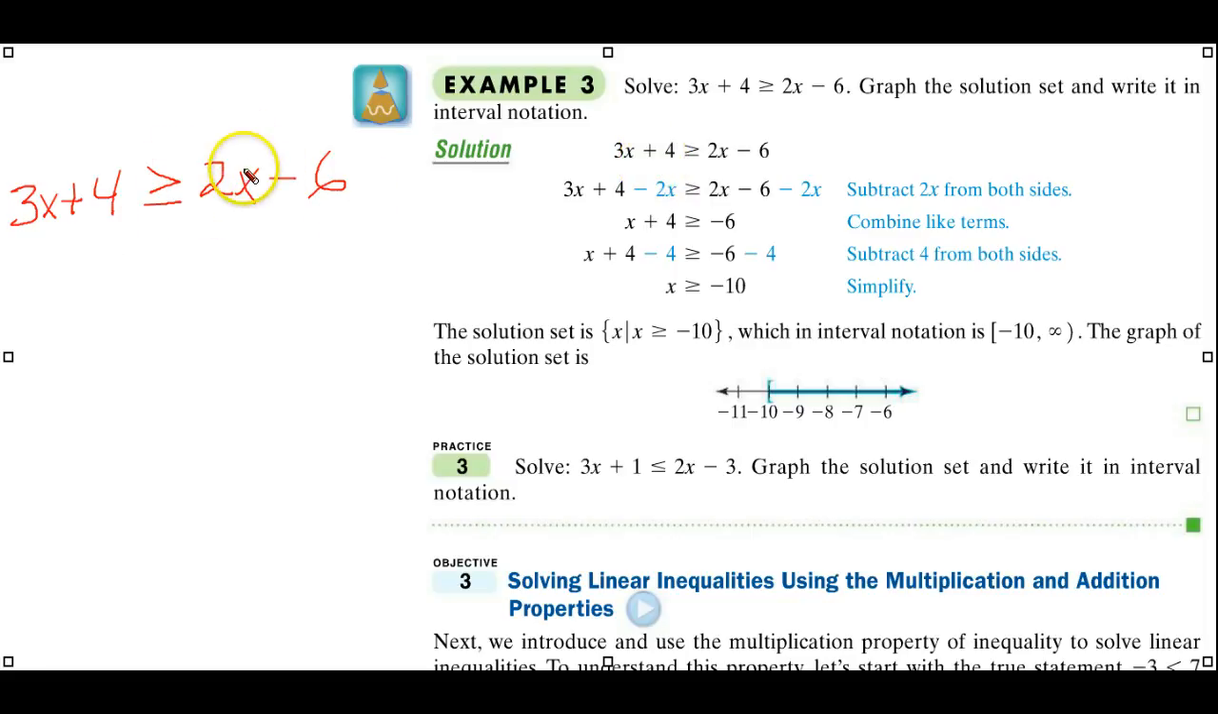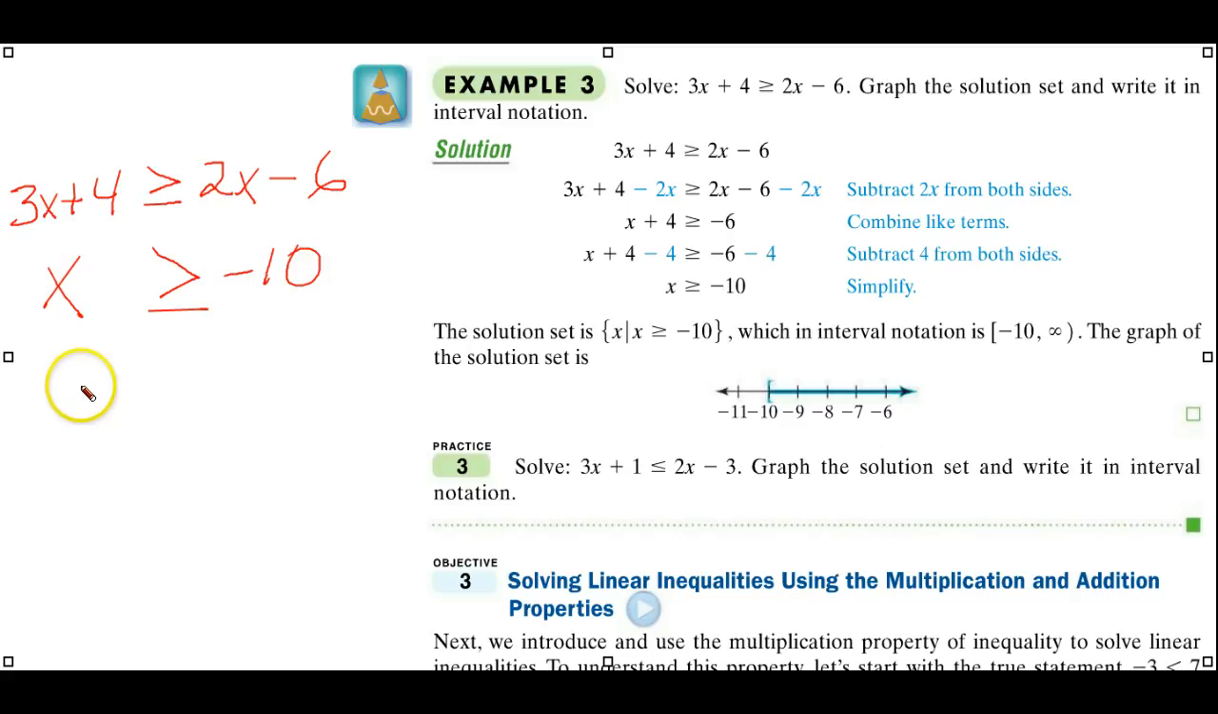For example 3, we see this is our example. Again, we want to get all our x's over to one side. So transposing it, it becomes a negative 2x. So this is just going to be an x left there. To get rid of the 4, we'll transpose it. It becomes a negative 4, and a negative 6 is a negative 10.